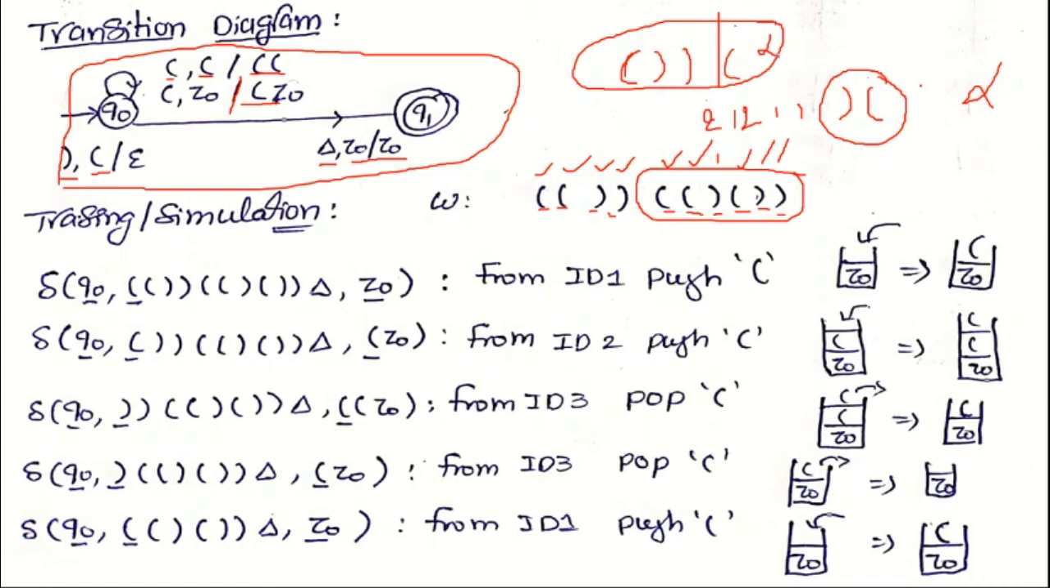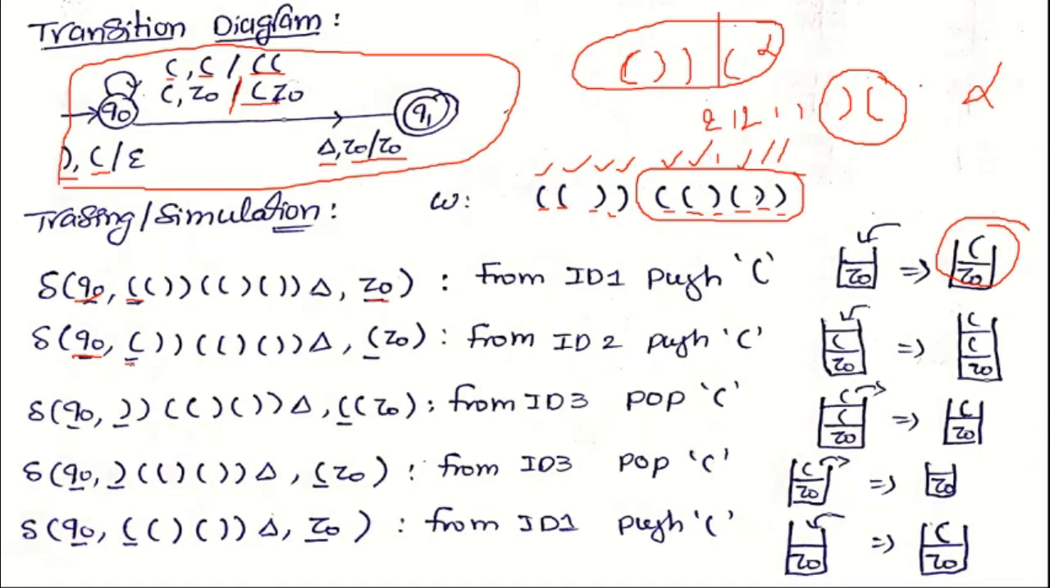So now consider the simulation or tracing. We are starting from the initial state q naught, the input is an open parenthesis and the top of the stack is Z naught. So that's why we perform the push operation. This is the initial configuration of the stack. After performing the push operation, this is the stack, and then we go to the same state, q naught.